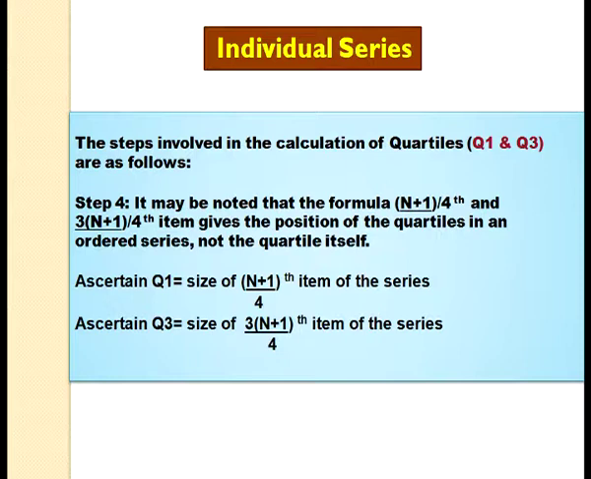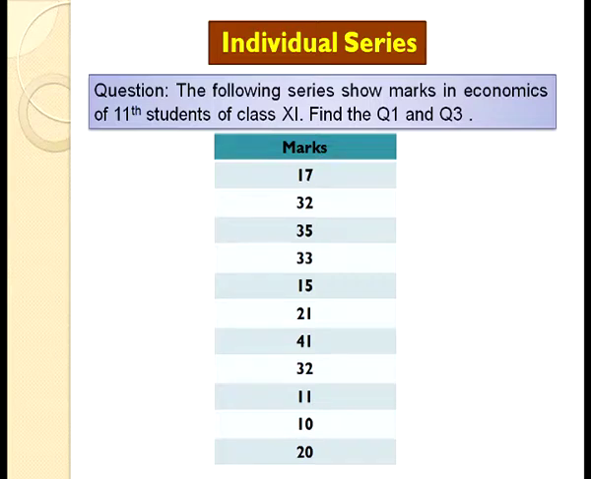So, students, we have learned that there are 4 steps that we should follow to find the value of the quartile in case of individual series. First step was to arrange the data. Second step was to identify Q1 for (n plus 1) by 4, and Q3 for 3 into (n plus 1) by 4. Third step was locating the values, and the fourth step was getting the value of the quartiles. Let us take an example to understand this.